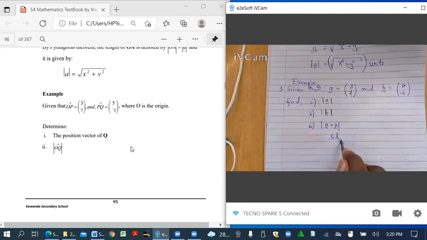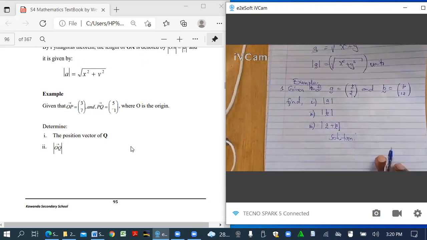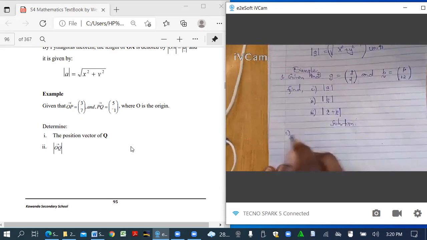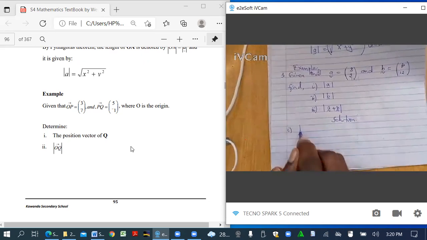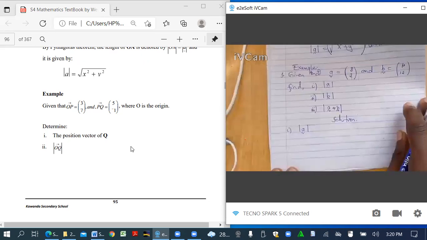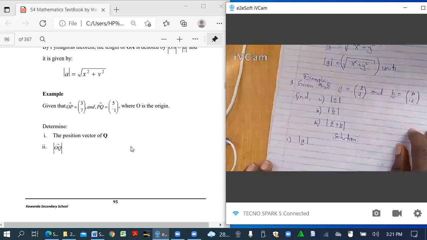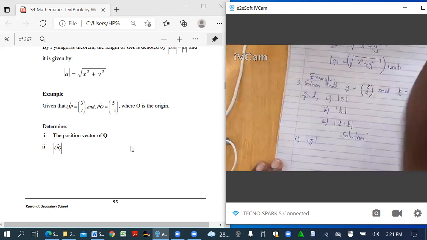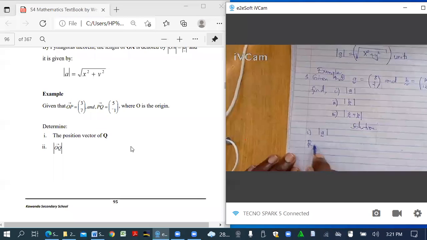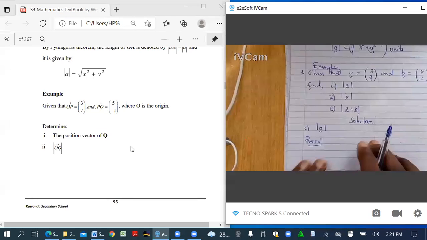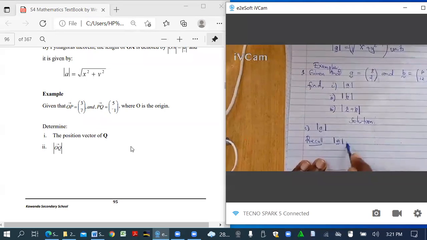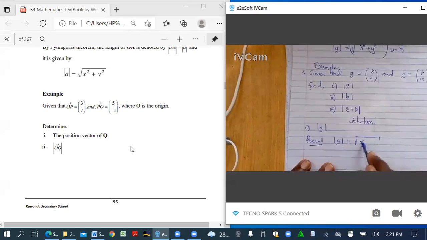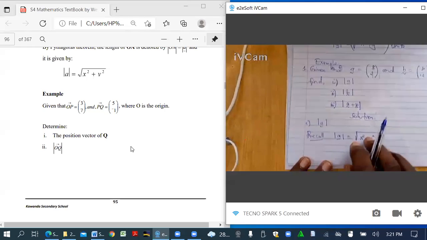Solution. Let's start with Roman 1. In Roman 1, they want us to find the magnitude of which vector? Vector A. Are we together? Recall, to get the magnitude of vector A is the same as the square root of x squared plus y squared, right?